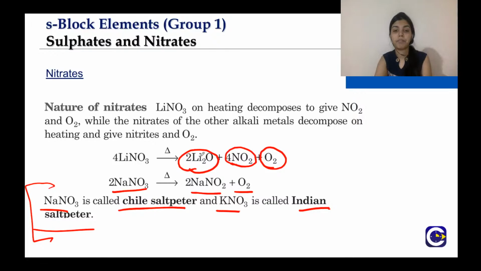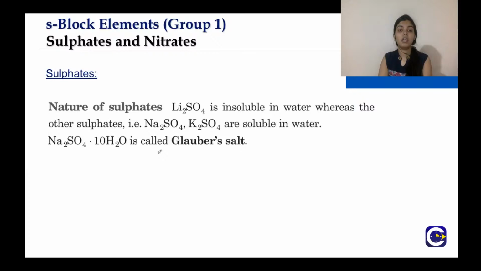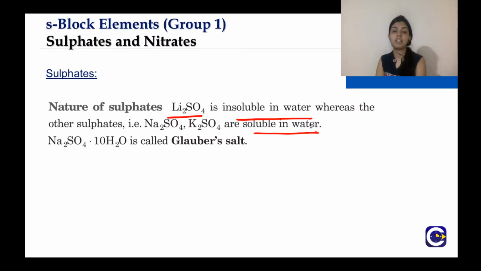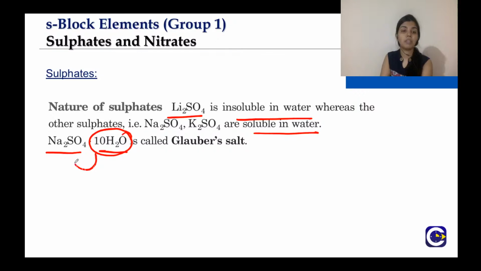Now lithium sulfate is insoluble in water, whereas other sulfates, for example sodium sulfate and potassium sulfate, are soluble in water. So this is another point of difference between lithium and the rest of the metals, that lithium sulfate is insoluble in water while the other metal sulfates are soluble in water. And Na2SO4.10H2O, that means if you associate 10 water molecules with sodium sulfate, it is known as Glauber's salt.